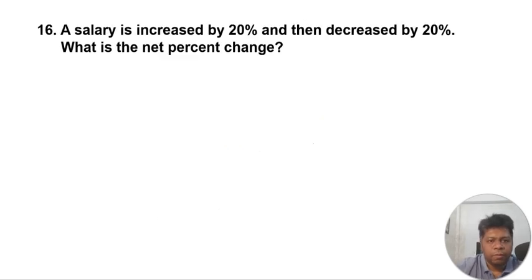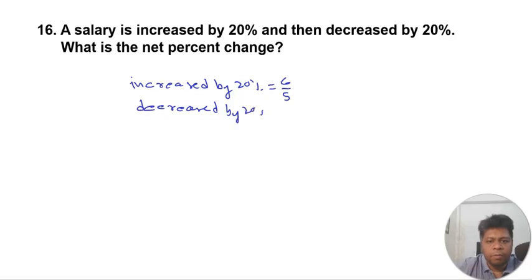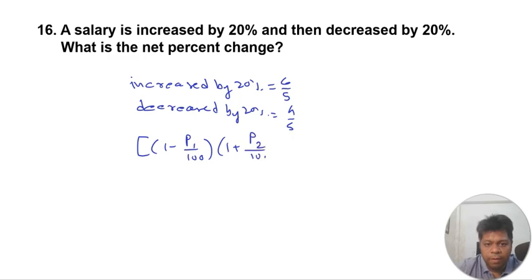Okay, so the quickies are: increased by 20% will be 6 by 5, and decreased by 20% will be 4 by 5. Okay, and remember the formula: 1 minus P1 by, in case of decrease, in case of increase it will be plus. Okay, 100 minus 1 into 100.